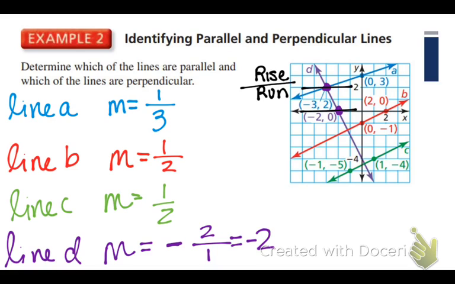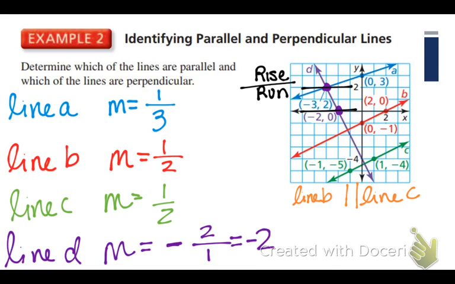So we have not answered the question to determine which are parallel and which are perpendicular. When we determine that they're parallel, we need to use the parallel symbol. Which 2 parallel lines have the same slope? So which 2 have the same slope? Line B and line C. So here's what your answer would look like. Line B is parallel to line C. So that's the first part of the answer.